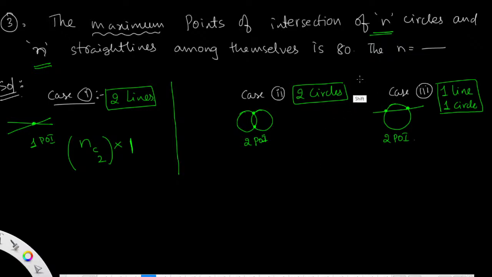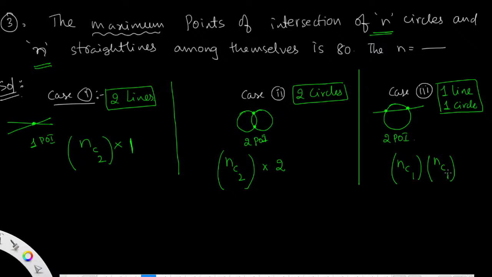And then the second case: out of n circles, we select any 2 circles. In how many ways? That is nothing but NC2. How many points of intersection can we get? The maximum is only 2. Similarly, we take one line and one circle. Out of n lines, one line can be chosen in NC1 ways, and one circle out of n circles can also be chosen in NC1 ways. The maximum points of intersection we can get is 2 only. Okay, such exceptional cases we can take.